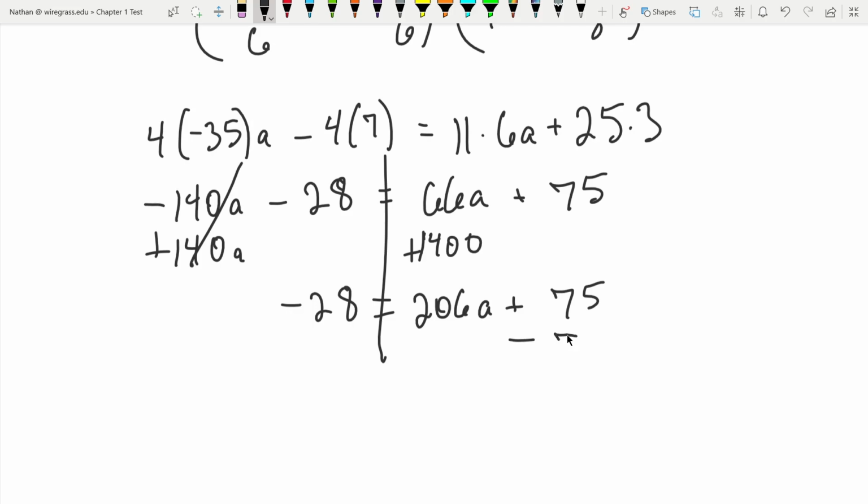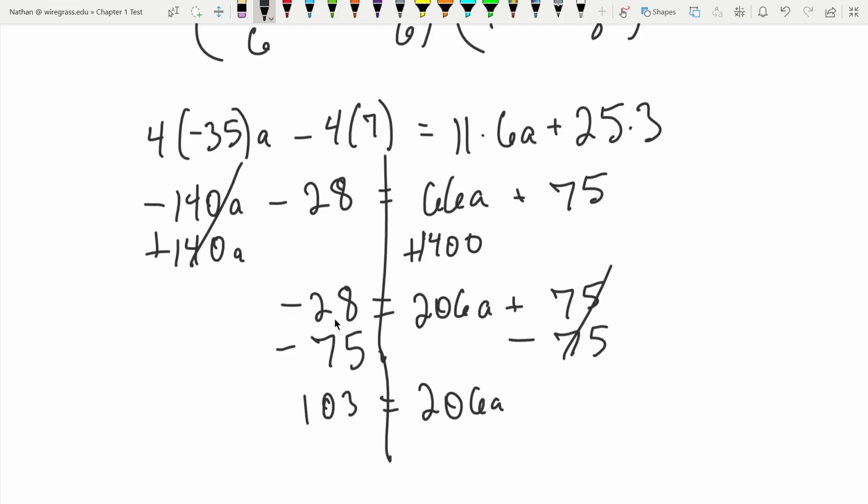Now I can subtract the 75, get rid of it from this term, and make that term by itself. So we get 206a equals, of course, that canceled there. And they're both negative, so we're going to add them up. 28 plus 75 is 103. 28 is 25 and 3. 75 plus 25 is 100. And then we have 3 more, so 103. And these are both negative, so the answer is going to be negative as well.